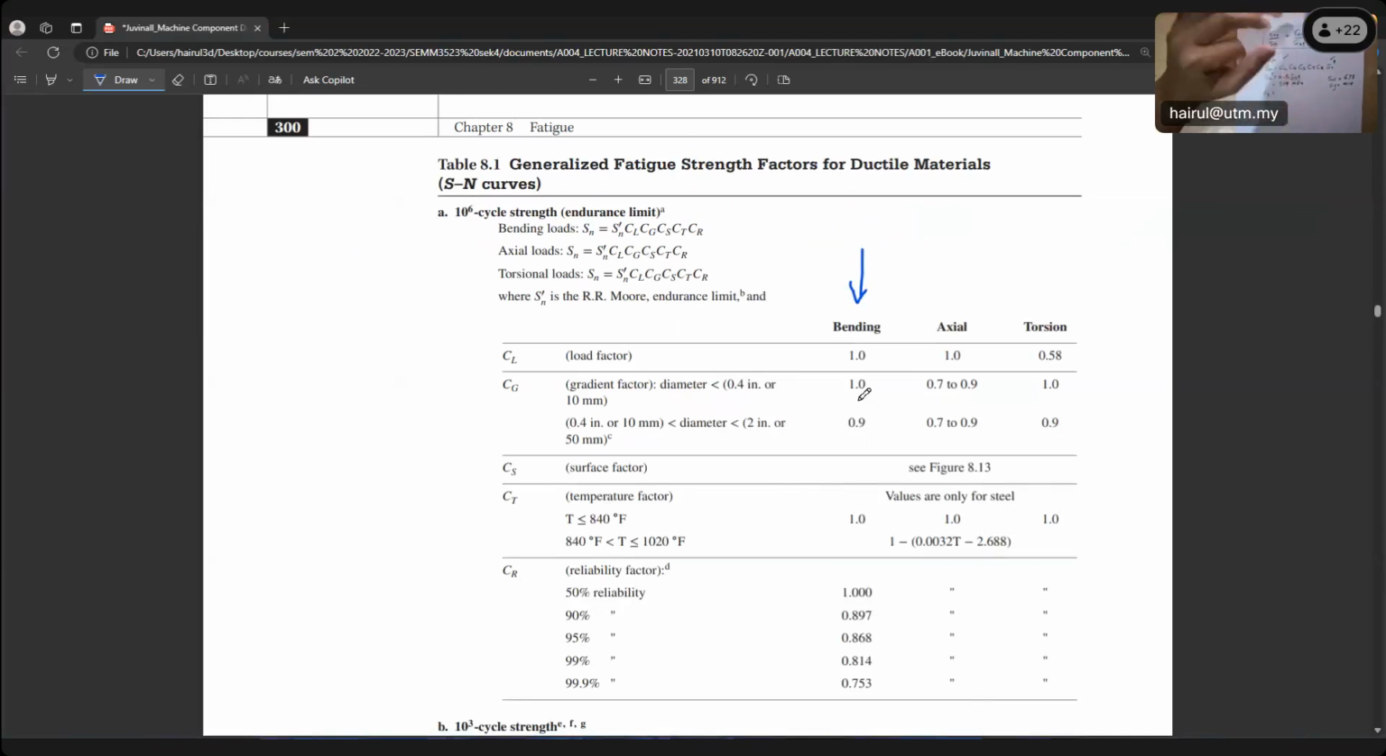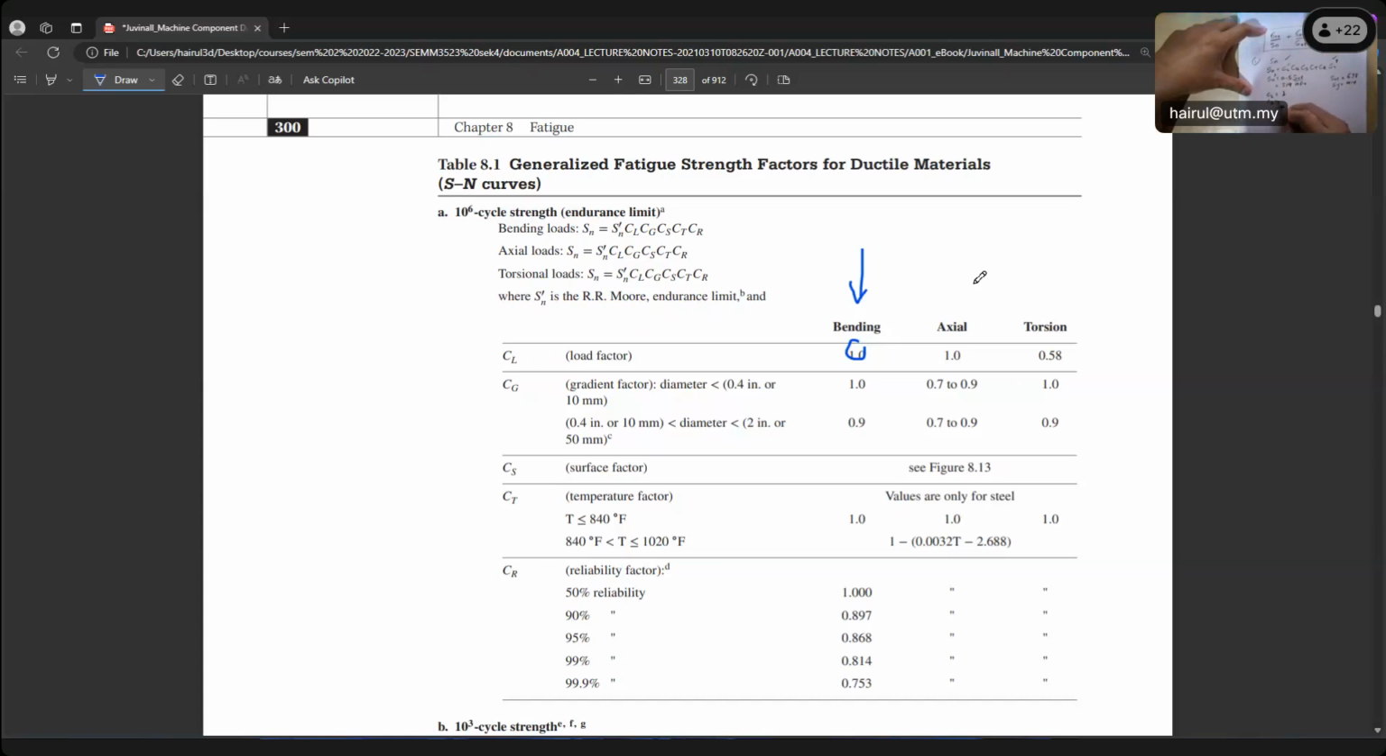You have to be careful with bending. For the load factor, CL is 1. Can you see this one? CL is 1. Clear? CL is the load factor.